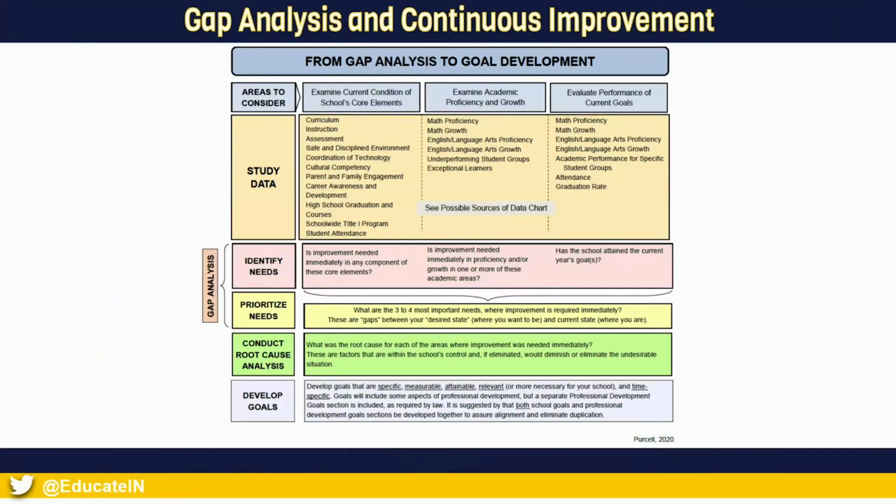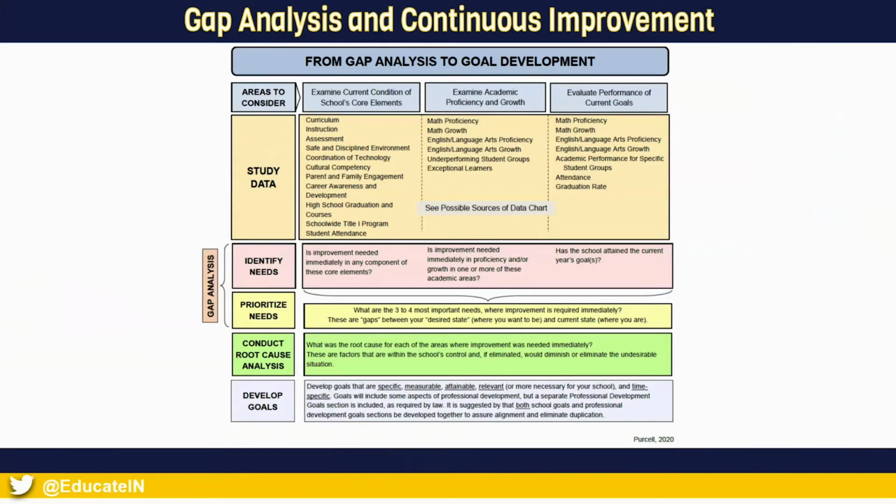So to see where this fits in the continuous improvement process, look at the chart. In the tan area of the graphic, information or data is gathered in three areas. Any core elements that need additional attention. Now this is from section A in the template. Student achievement, overall and for specific groups.